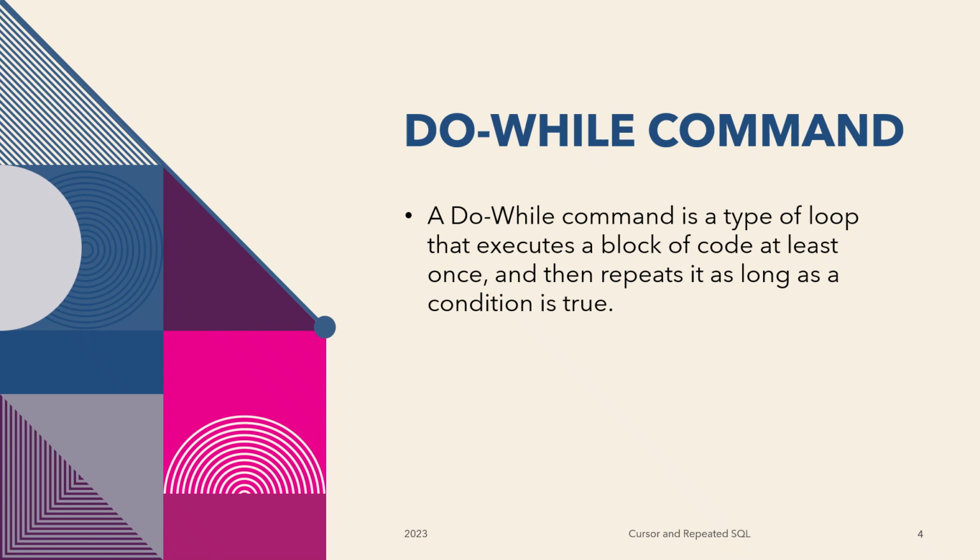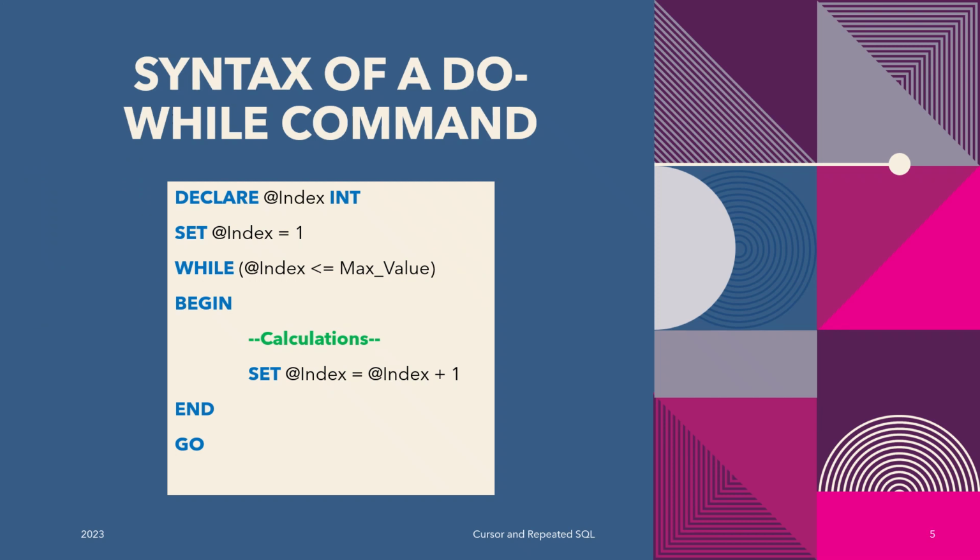A do-while command is a type of loop that executes a block of code at least once and then repeats it as long as a condition is true. In this slide, we go over the syntax of a do-while command. So first, we declare the index as an integer. Then set the initial index value. In this example, the index is set at 1. You then create a while loop to tell your computer when to stop. This is represented by the max value in the code below.